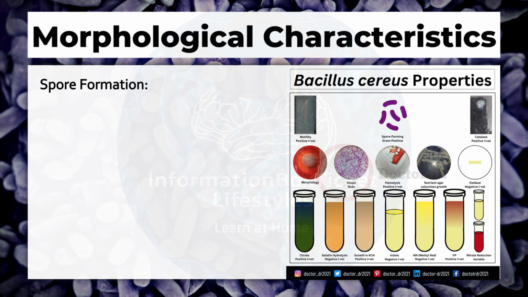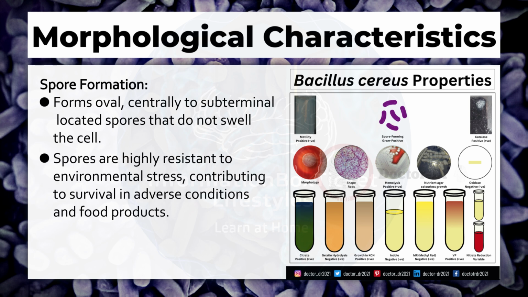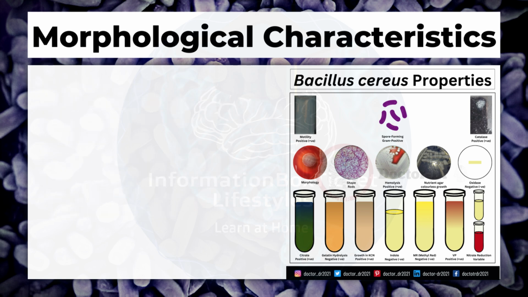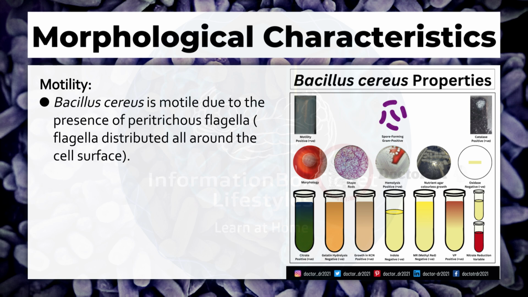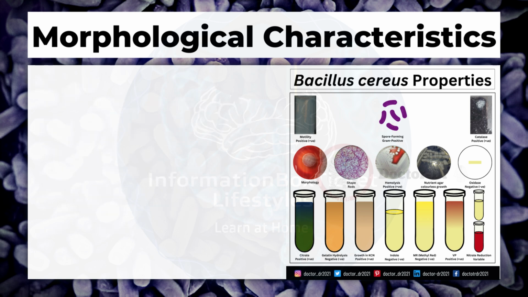Spore formation. Forms oval, centrally to subterminal located spores that do not swell the cell. Spores are highly resistant to environmental stress, contributing to survival in adverse conditions and food products. Motility. Bacillus cereus is motile due to the presence of peritrichous flagella distributed all around the cell surface. This trait aids in colonization and movement across surfaces, including food and tissue environments.